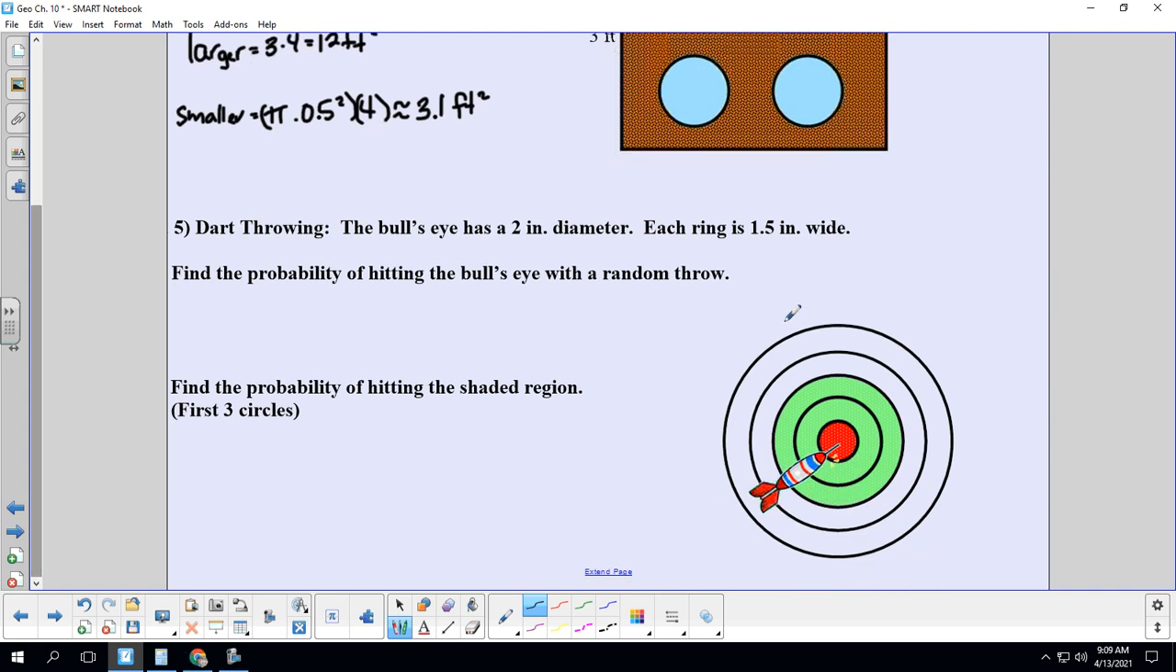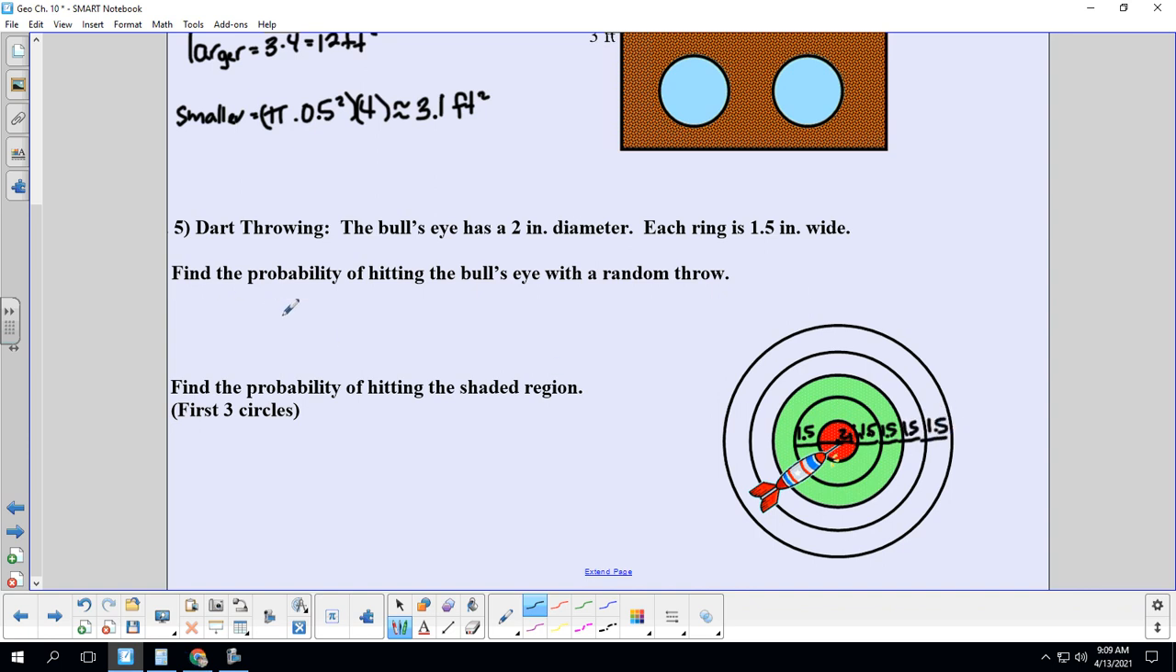All right, last one, the dart throwing. The bullseye has a 2-inch diameter all the way across. Each ring is 1.5 inches wide. Find the probability of hitting the bullseye with a random throw. So the bullseye, so we want, what's the total area of all of our circles? We have to add up, find the radius to find the total area.